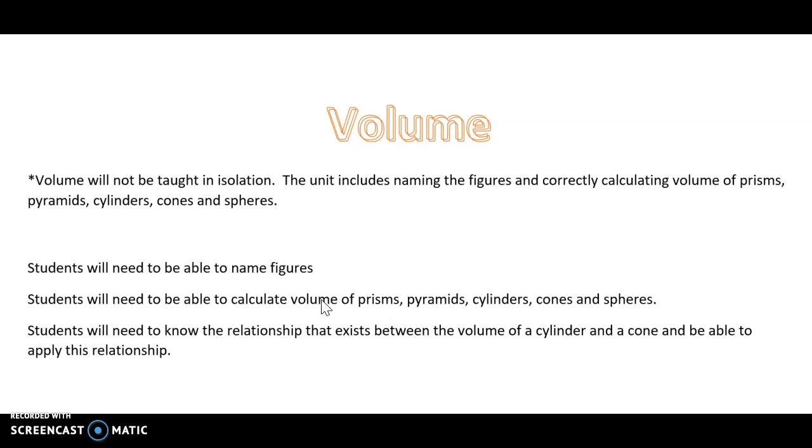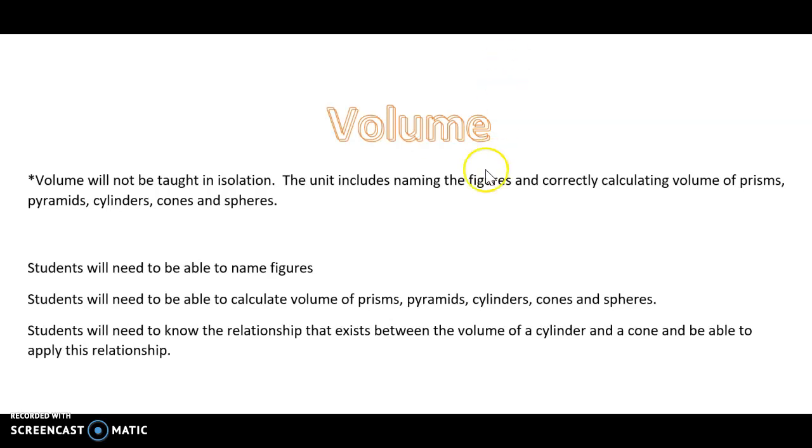Volume is taking a three-dimensional figure and filling it up with liquids. A lot of the same calculations are going to be the same, and after we do volume, or even when we're doing volume, please pay attention that your volume problems and your surface area problems can be set up looking exactly the same, so you have to pay attention to whether you're doing volume or surface area. Volume will not be taught in isolation.